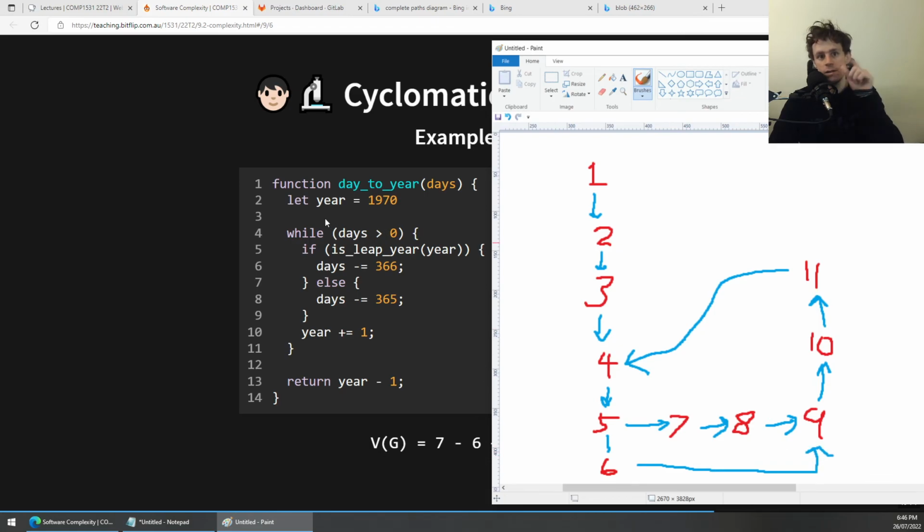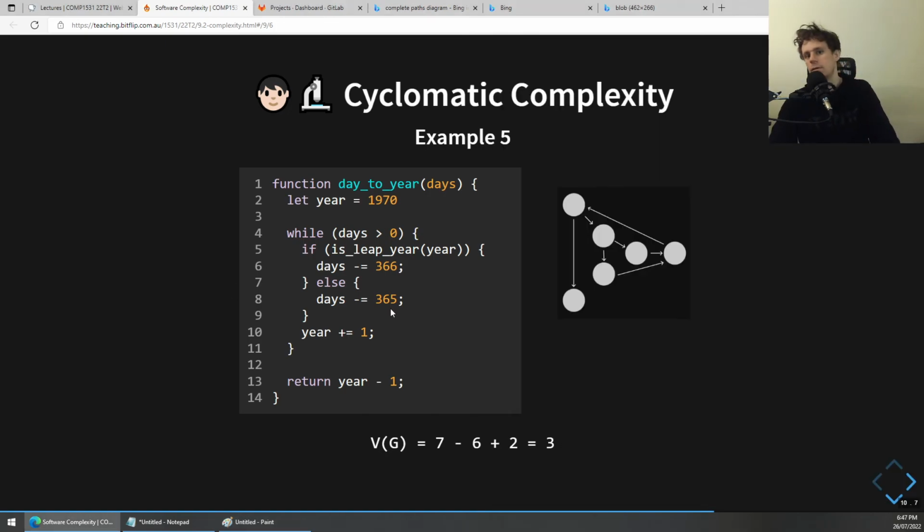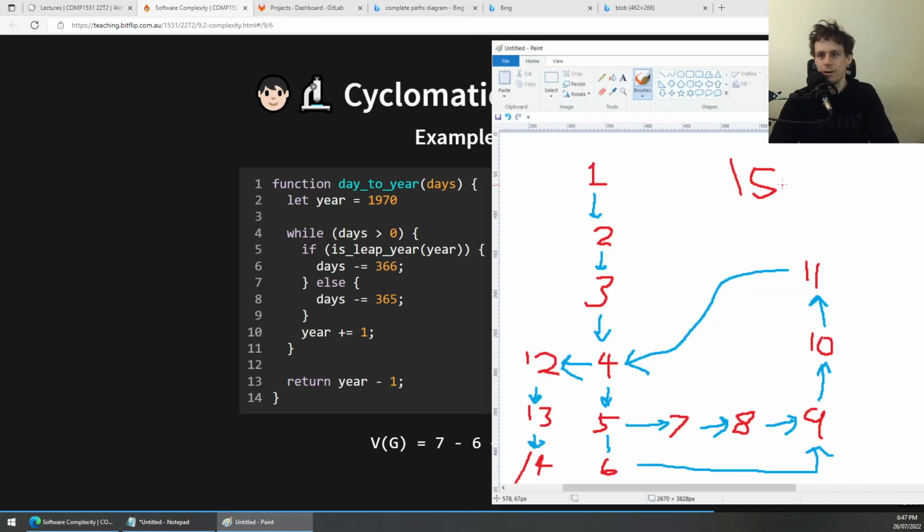And what's missing here is if the while statement is false, we go from line 4 straight to line 12. And then line 12 goes to 13, and line 13 goes to 14. And let's add these up, right? How many edges do we have? 1, 2, 3, 4, 5, 6, 7, 8, 9, 10, 11, 12, 13, 14, 15. How many nodes do we have? 14. Oh, that's good. Yeah, I was really worried. 15 minus 14 plus 2 is 3.